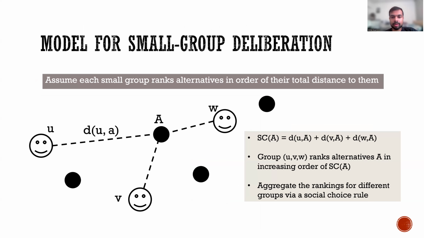So this is our model more concretely. If a group of voters meet and deliberate, then they will take the sum of the distances for each candidate, and then they will submit the rankings which are consistent with the sum of these distances from the entire group of voters.